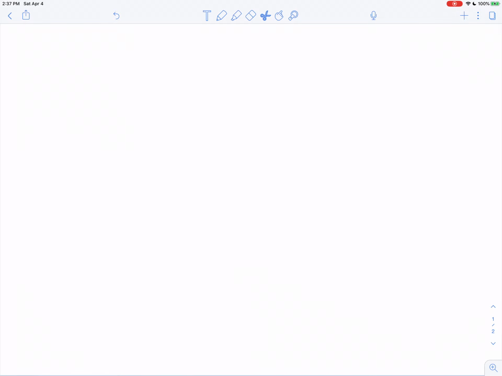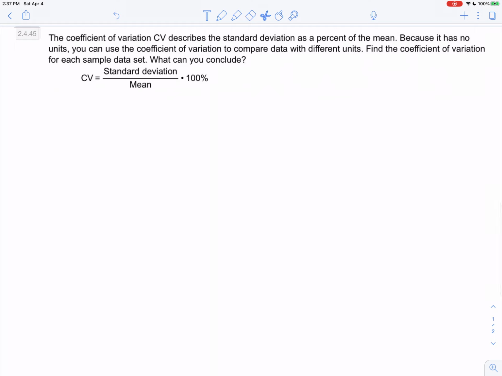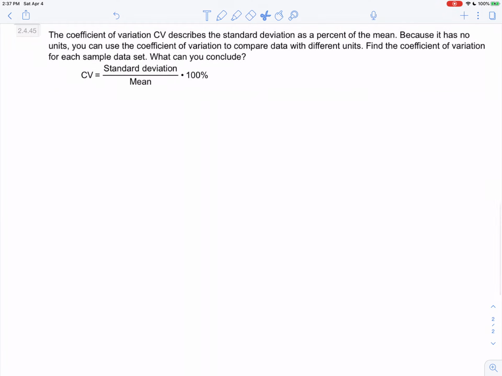This question comes in from Applied Statistics. It's on the coefficient of variation. Hopefully, you can see this. We have this question, it comes from section 2.4, question 45. The question states the coefficient of variation describes the standard deviation as a percent of the mean because it has no units. We can use the coefficient of variation to compare data with different units. We're asked to find the coefficient of variation for each sample data set. What can we conclude?